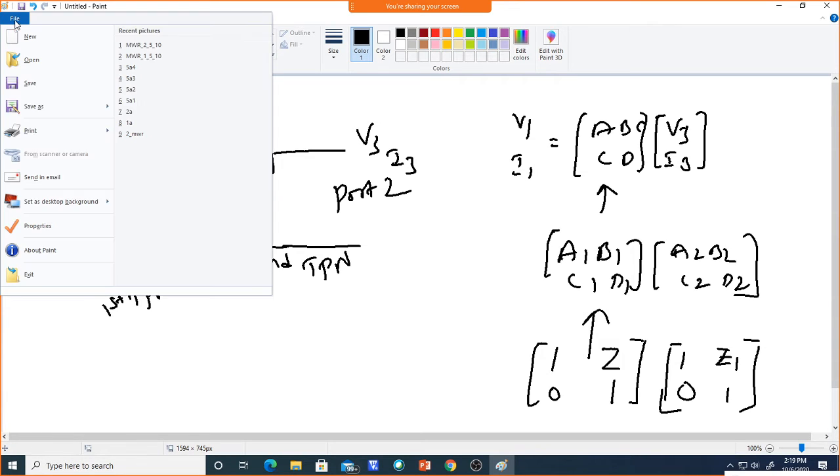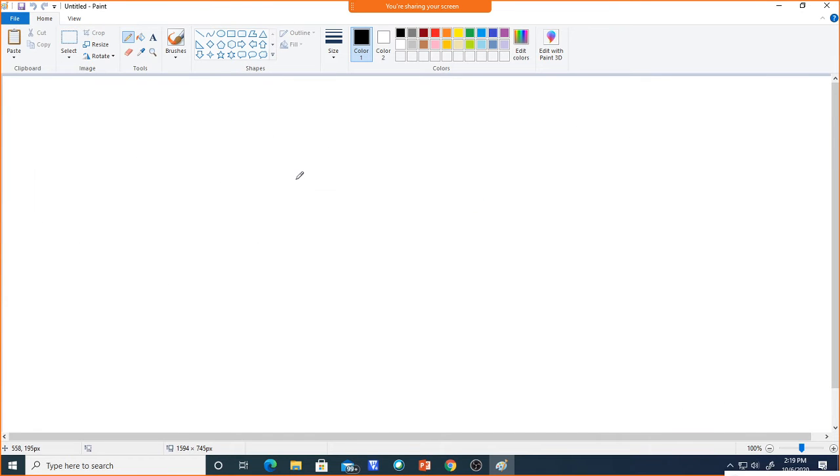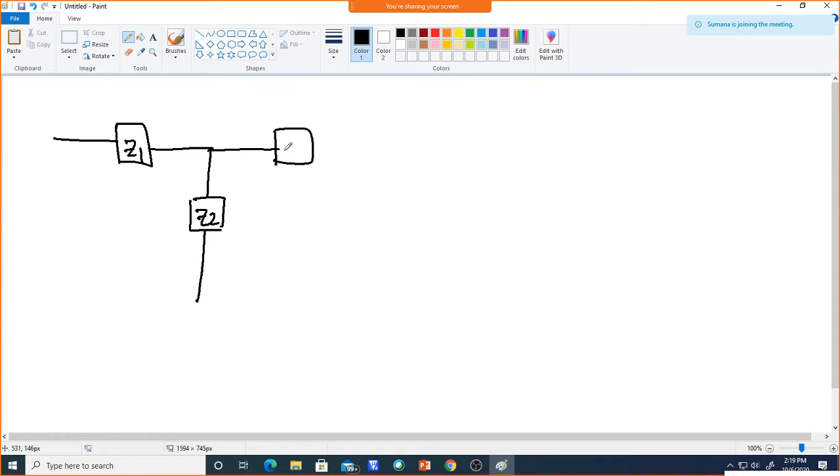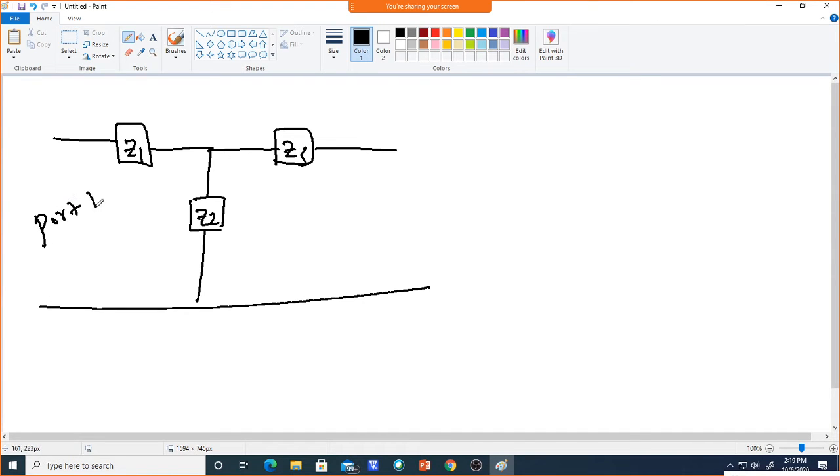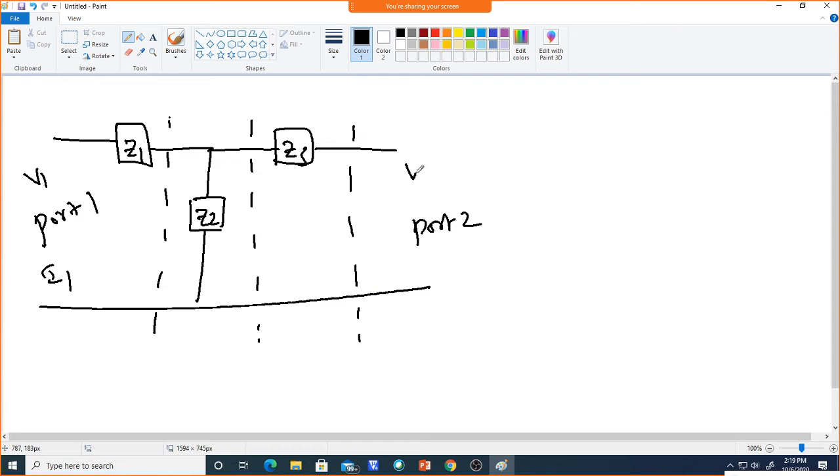Now you try to solve this one, which I have given earlier, yesterday also. Take this one as Z1, this one as Z2, and this one as Z3. This is port 1 and this is port 2, with V1 and I1. Divide the network into three two-port networks and try to solve it.